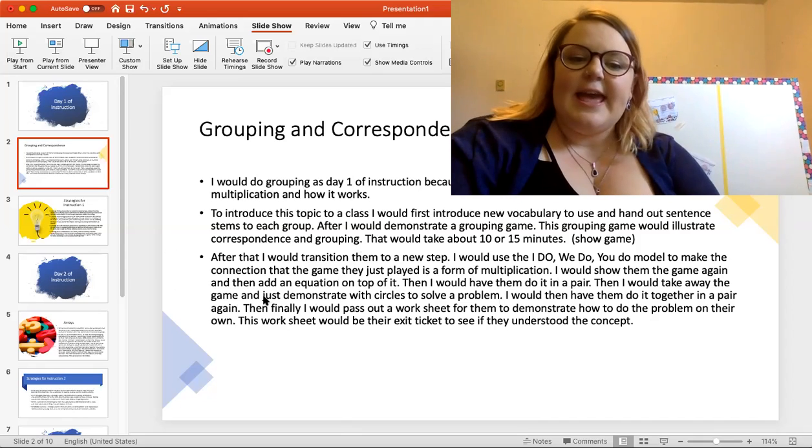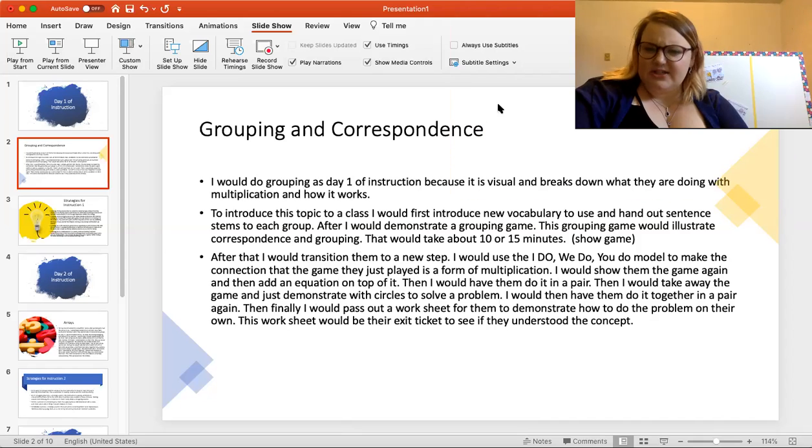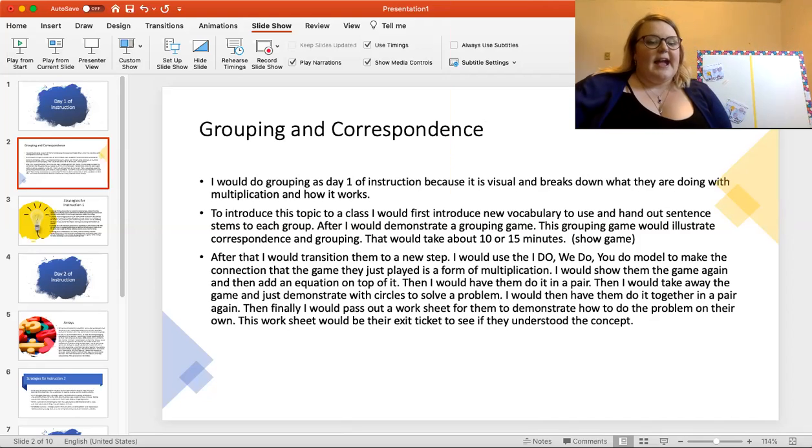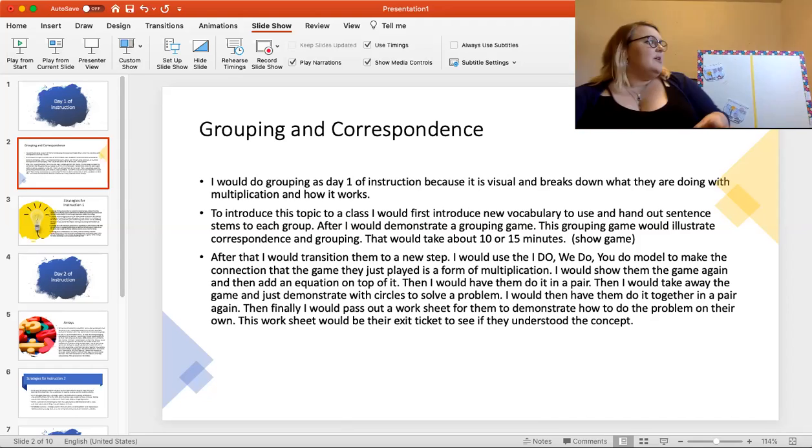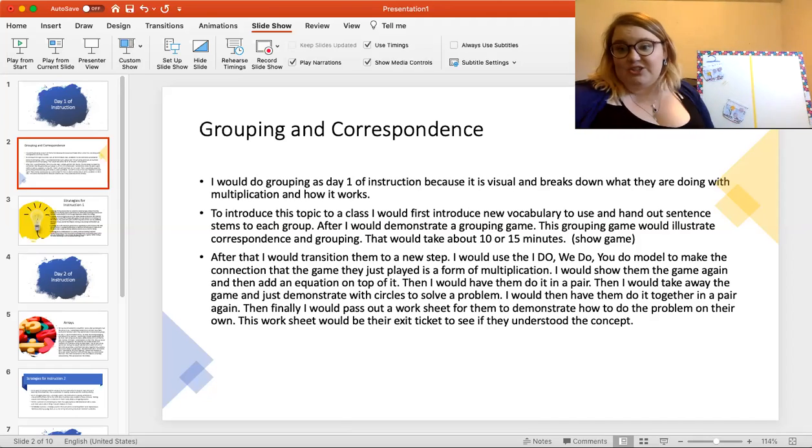And then we play it for like 10 to 15 minutes, not too long, but long enough. And then after, I would transition them to a new step. So I would use the I do, we do, you do model to make the connection that the game they just played is a form of math multiplication. I would show them the game again and say, okay, let's break it down. So how many fish bowls do we have?